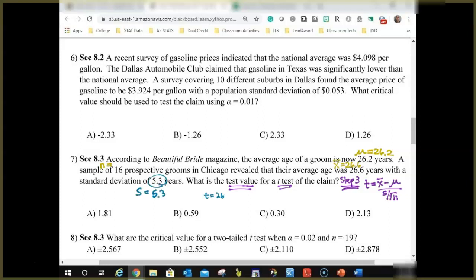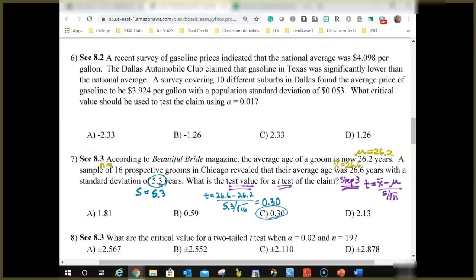Identify the appropriate information. So we know that this is the average age of a groom, 26.2 years. This is the sample average. So a sample of 16 prospective grooms from Chicago revealed that their average was 26.6 years. And we have a sample standard deviation because we're told that we have a t-test. So that information is connected. So substituting in the values into our formula, we get 0.30 as our test value.